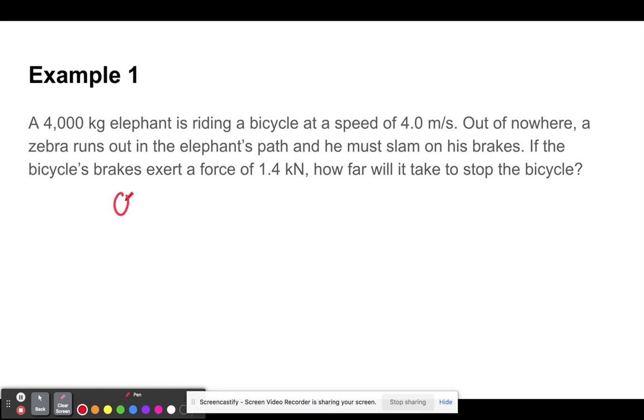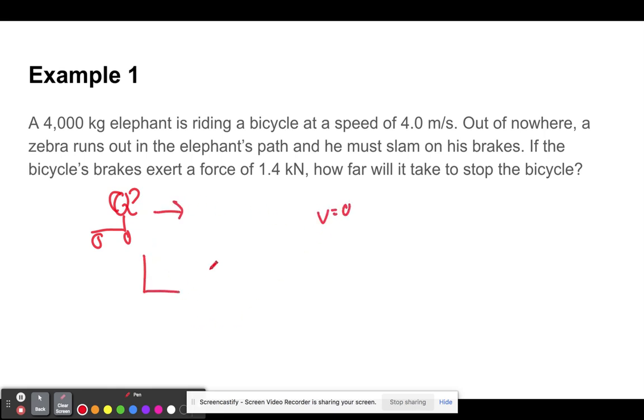So looking at this, I'm just thinking about my situation. I've got my elephant. Here's the trunk. Here's his ears. Riding a bicycle. I'm just going to make an elephant bike. There we go. We got our elephant riding a bicycle. And then he's going to stop. So he's moving, and then his velocity is 0.